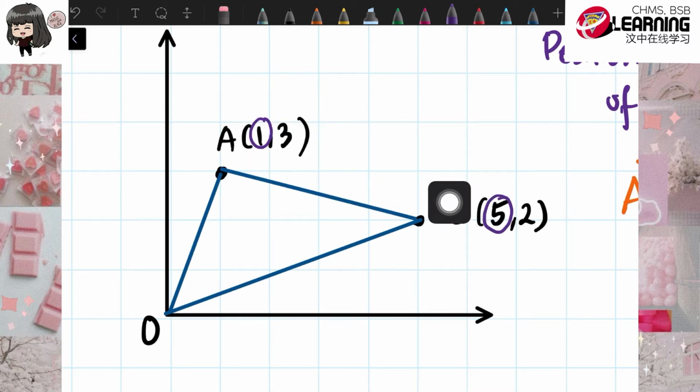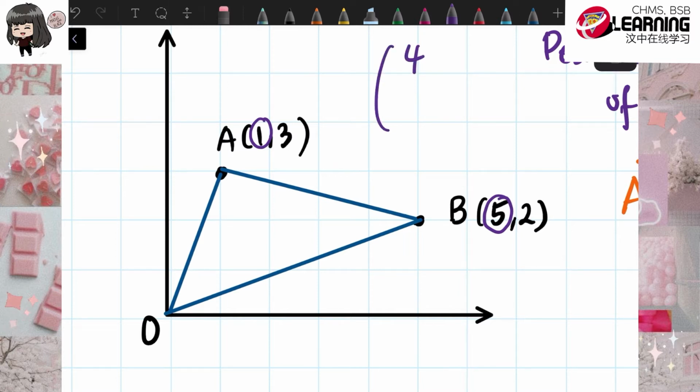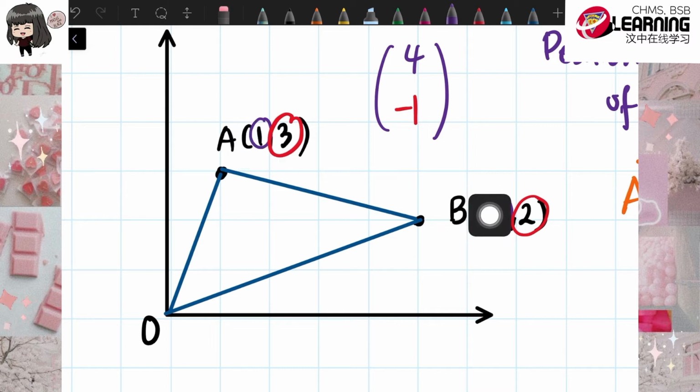Okay, 1 goes to 5 means you plus 4. And then you look at 3 goes to 2. It means that it goes down one step, so minus 1. Or you can just use this coordinate. If you are going A to B, you subtract the coordinates. 5 minus 1, so 4. 2 minus 3, negative 1. You can just do that by looking at the coordinates.